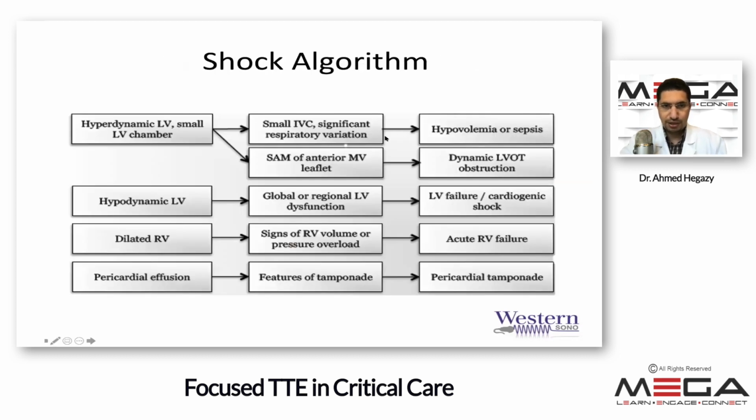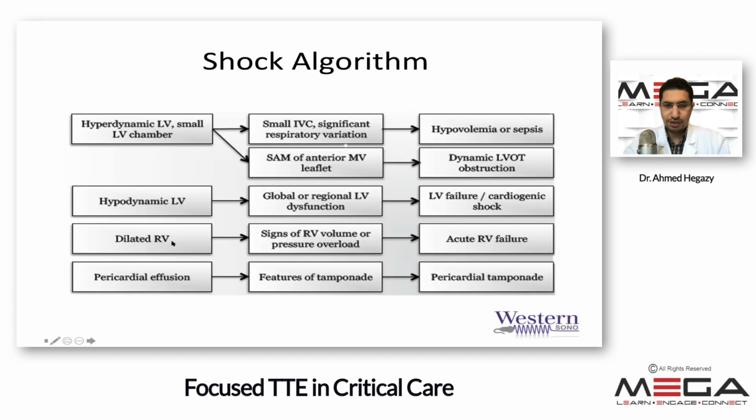Here is the shock algorithm, and this algorithm basically tells you what type of shock you're going to try to differentiate on point of care ultrasound. If the LV looks hyperdynamic and small, then you can either be dealing with hypovolemia or sepsis, or perhaps even SAM of the anterior leaflet and dynamic left ventricular outflow tract obstruction. If the LV is hypodynamic, there may be global or regional LV dysfunction. You may be dealing with cardiogenic shock.